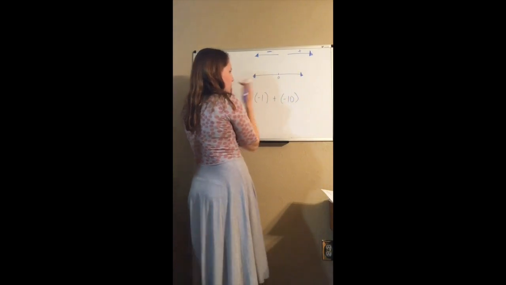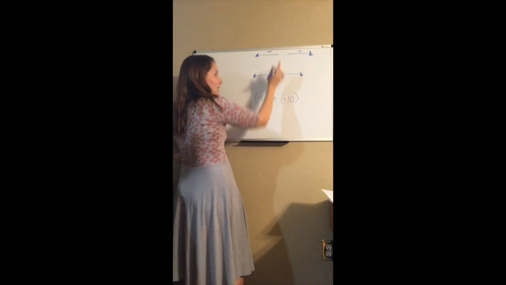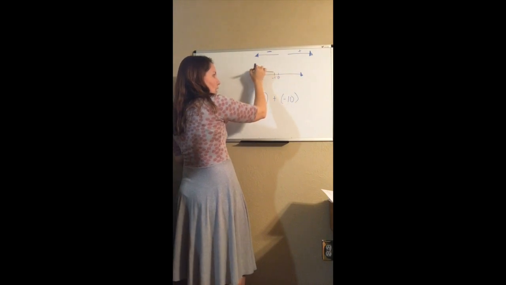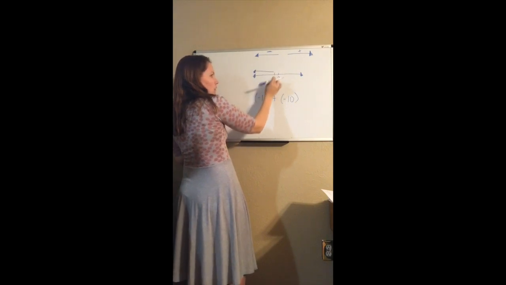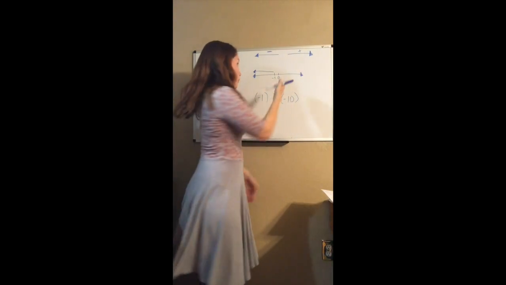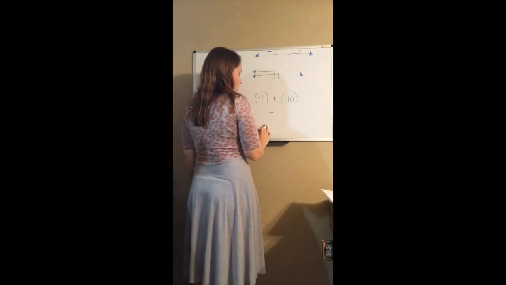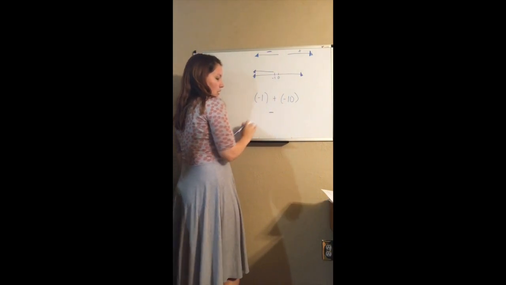So just looking at this number, -1 is right here. We have 10 more negatives going to the left. So I know my number is going to be over here. Is it going to be positive or negative? Well, negative, we're going to the more negative side. So then we know our answer is negative.